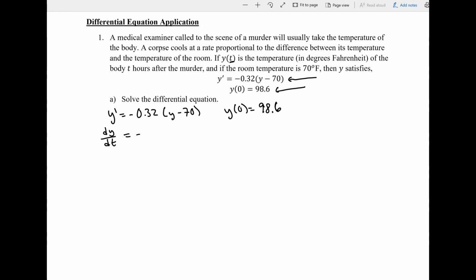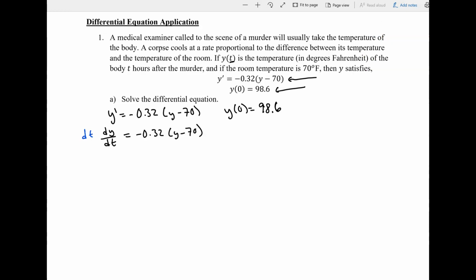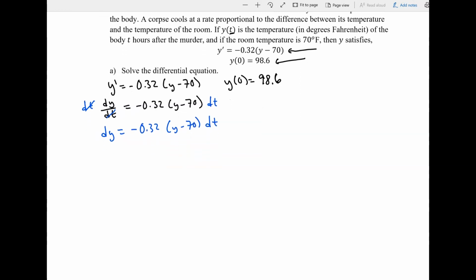So dy over dt is equal to negative 0.32 times y minus 70. The first thing we can do is move the dt to the other side. So I'm left with dy is equal to negative 0.32 times y minus 70 dt. Then lastly, what you want to do is move the y over. So I'm going to divide by y minus 70, so this is going to go away. I'm left with 1 over y minus 70 dy is equal to negative 0.32 dt.